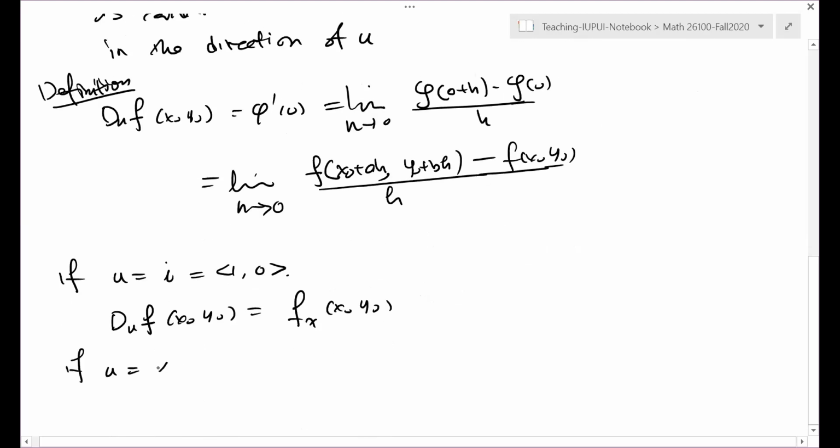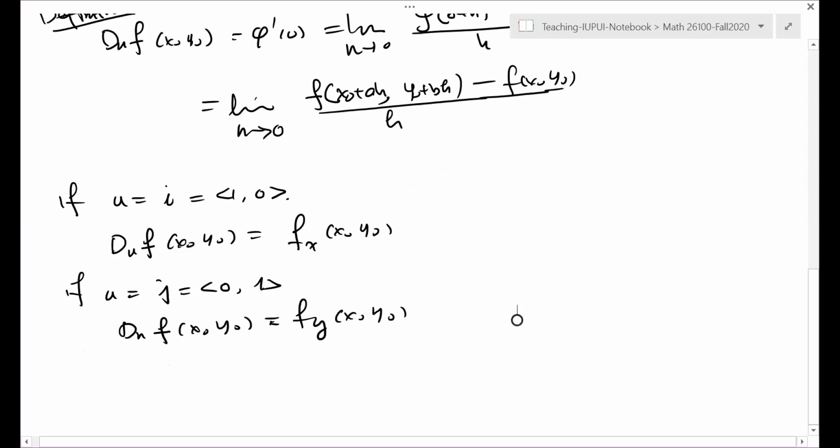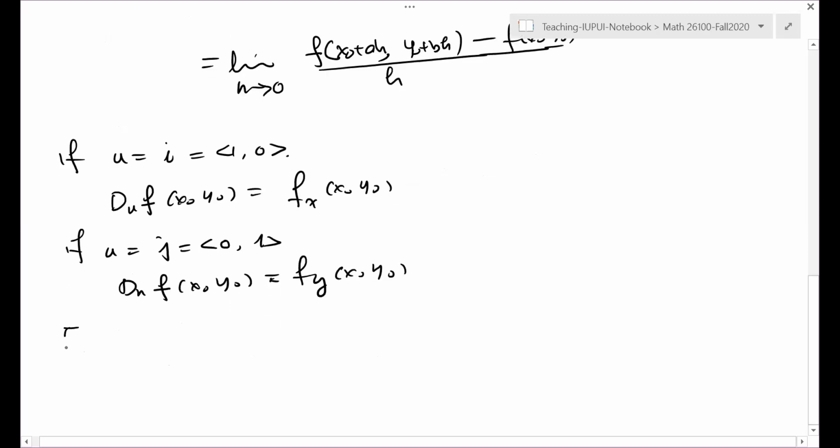If u equals j, then the directional derivative of f is just the partial derivative of the function at that particular point with respect to y. So you get a general formula for the directional derivative. And actually, the directional derivative depends on a and b linearly, in general, for a general vector.